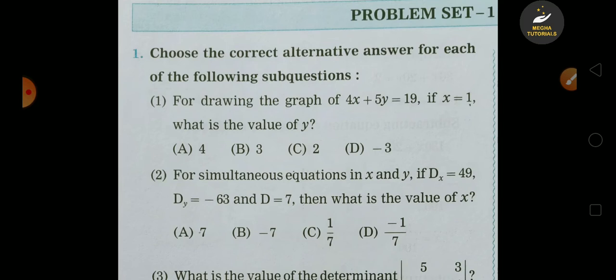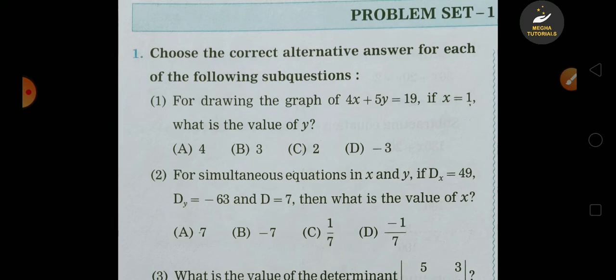10th SSC Maths 1, Problem set 1 of linear equations in two variables. First question, choose the correct alternative answer for each of the following sub questions. First, for drawing the graph of 4x plus 5y is equal to 19, if x is equal to 1, what is the value of y? Options are 4, 3, 2, minus 3.